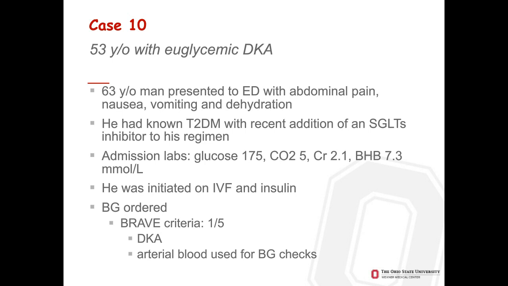The blood glucose was ordered Q1 hour initially because of the insulin infusion, and he was determined to have one of the five BRAVE criteria, which was DKA. So initially, arterial blood was used for his glucose checks. Then, as the DKA resolved, he was transitioned to capillary blood glucose.